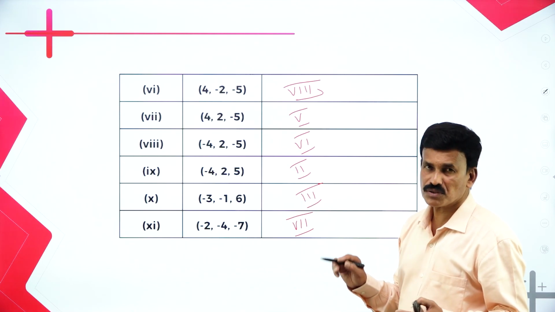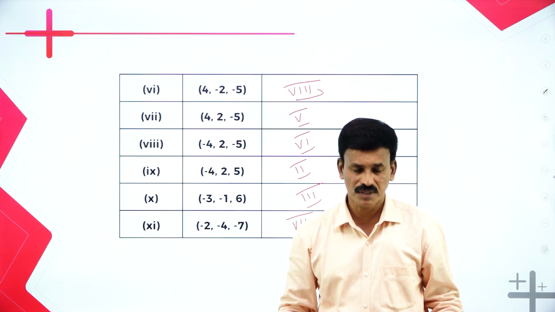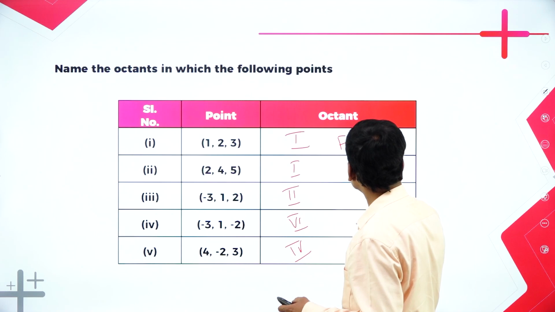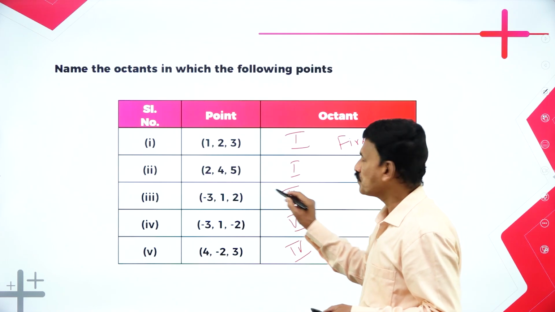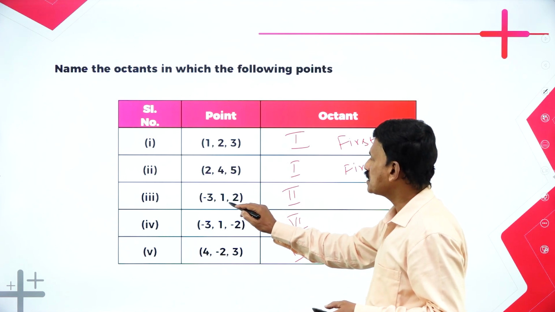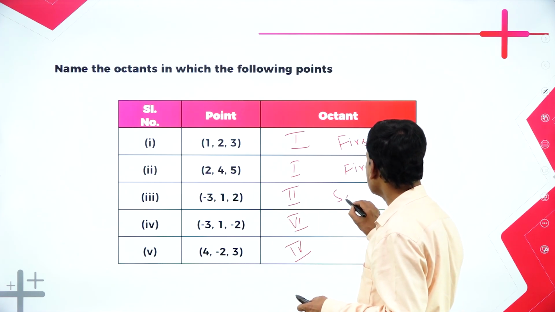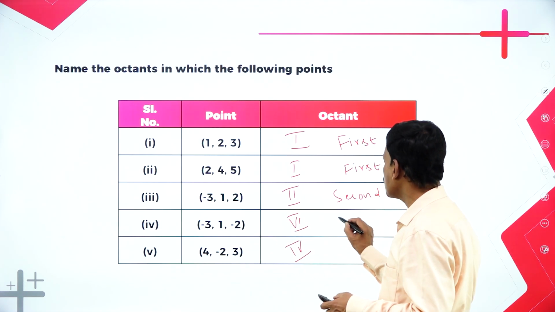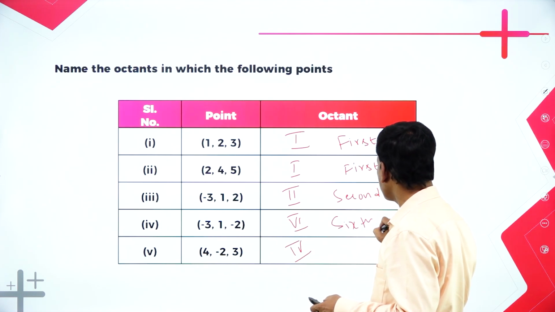That's it. So I may expect one question from this for 1 mark, right? So 1, 2, 3, that is in the first octant. You can write first octant. 2, 4, 5, it is also in the first octant itself. And minus, plus and minus, it is in the second octant. And this is minus, plus and minus, means it is in the sixth octant.